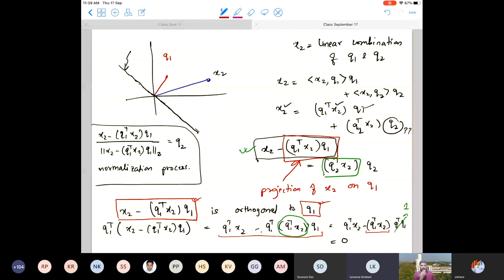This big vector, x1 minus q1. No, there is no x1. There is x2 minus q1 transpose x2 into q1.